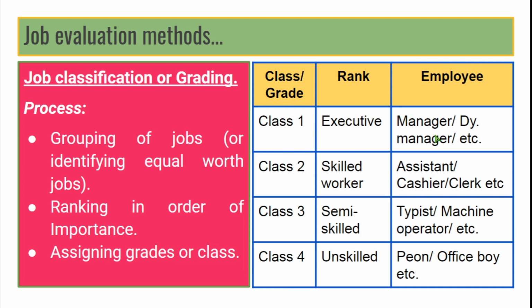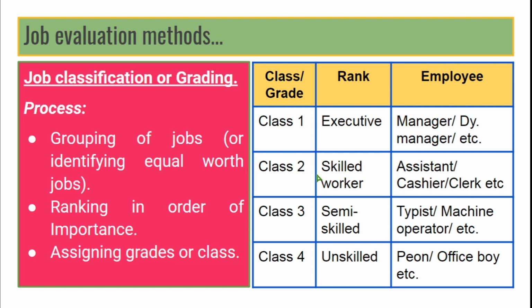Okay. Finally, these groups are then placed under different payment segments. Like for class 1 employee, the payment range may vary between 1.5 lakh to 2 lakh per month. For class 2 employee, it may be between 90,000 to 1.5 lakh per month and so on.